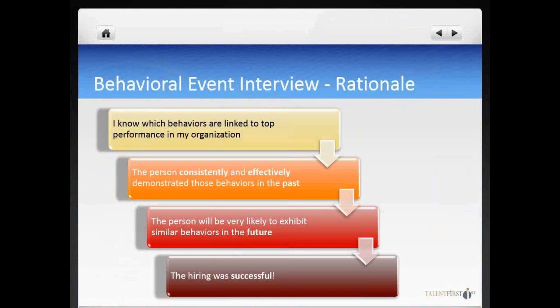So let's see how the behavioral event interview works. It starts with a valid competency model that identifies skills, knowledge, and abilities that drive success in a role. Competency models basically provide the frame to focus the interview. They tell which behaviors you need to look for in a candidate. The questions you ask are based on those frameworks and help you identify if the person demonstrated consistently and effectively those behaviors in the past.